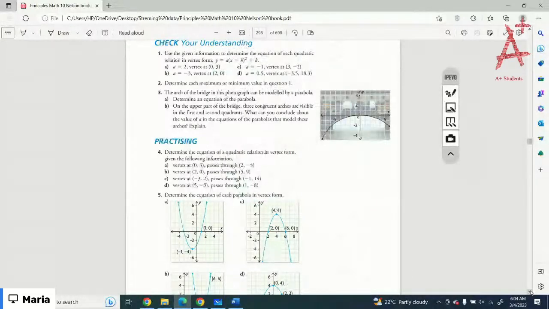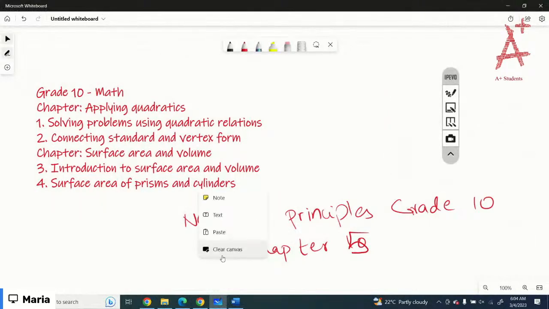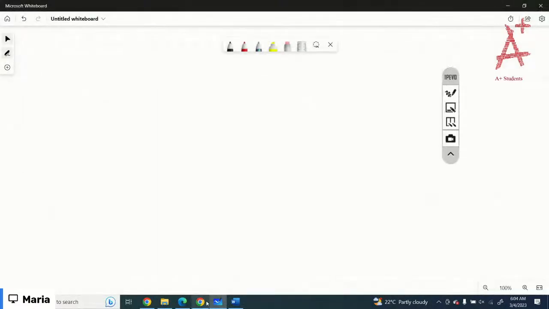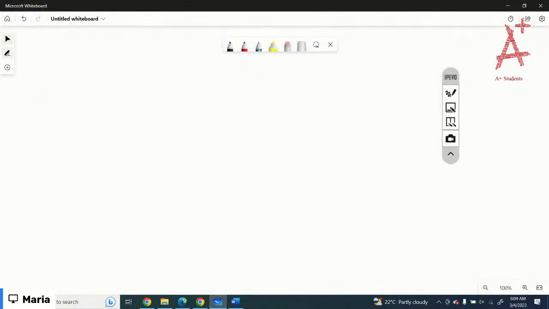Question number 4. Determine the equations of a quadratic relation in vertex form. So we have to write down the equation in vertex form. The vertex is 0, 3 and it passes through the point 2, negative 5. Got it? We have to write down the equation in vertex form.